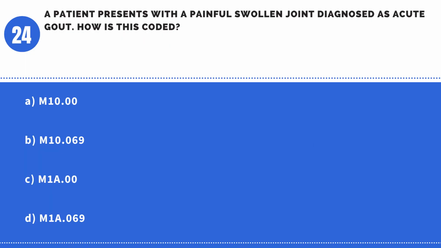Question 24. A patient presents with a painful swollen joint diagnosed as acute gout. How is this coded? A. M10.00. B. M10.069. C. M1A.00. D. M1A.069. Answer: B.